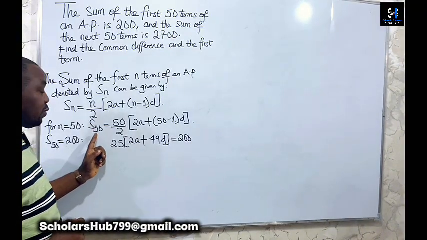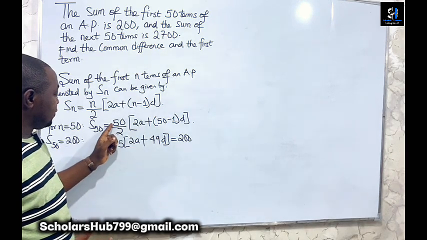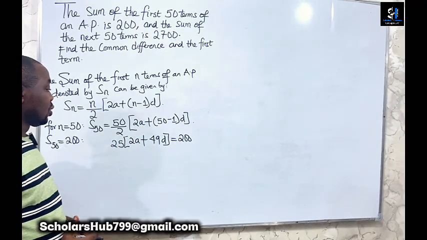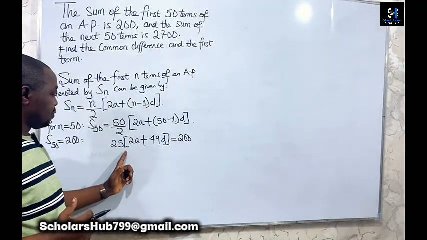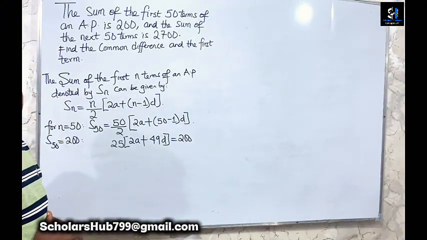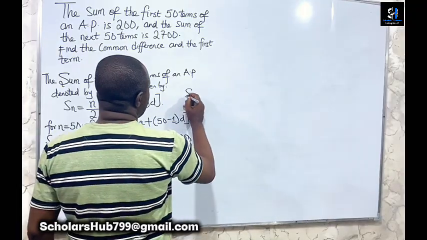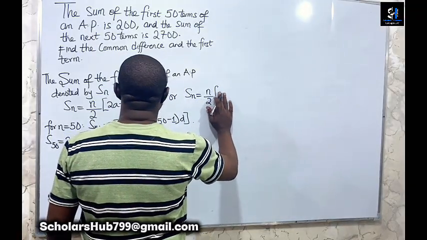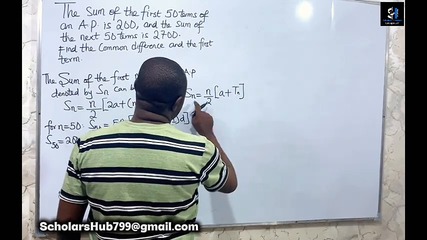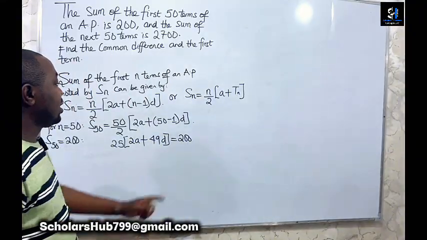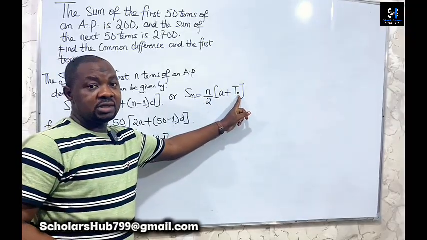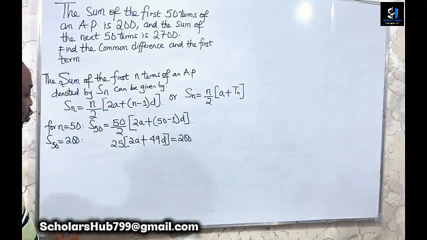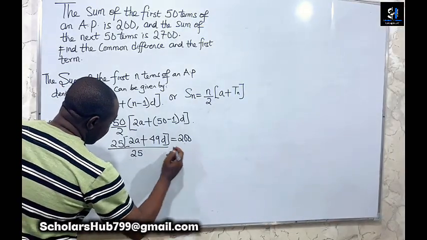So the sum of the first 50 terms, 50 divided by 2 multiplied by [2a + (50 - 1)d], reduces to 25[2a + 49d] equals 200. We can also use S subscript n equals n over 2 multiplied by (a plus the nth term). When n is 50, this will be the 50th term. We can also use this formula, or I can change this t subscript n to l, that is the last term.